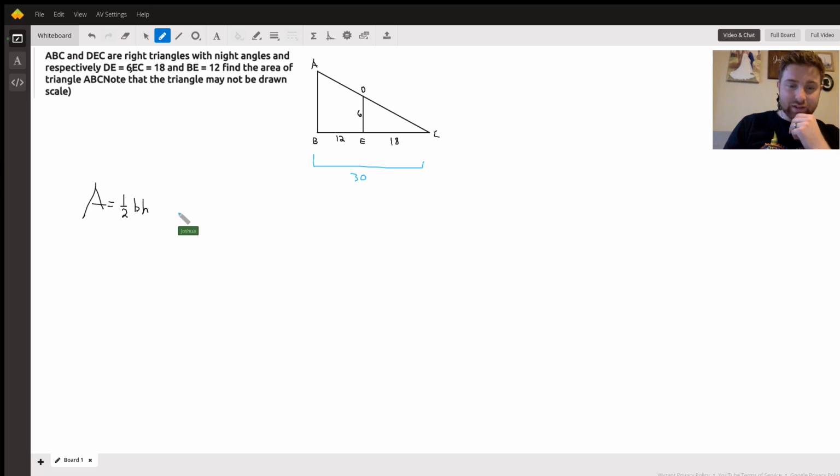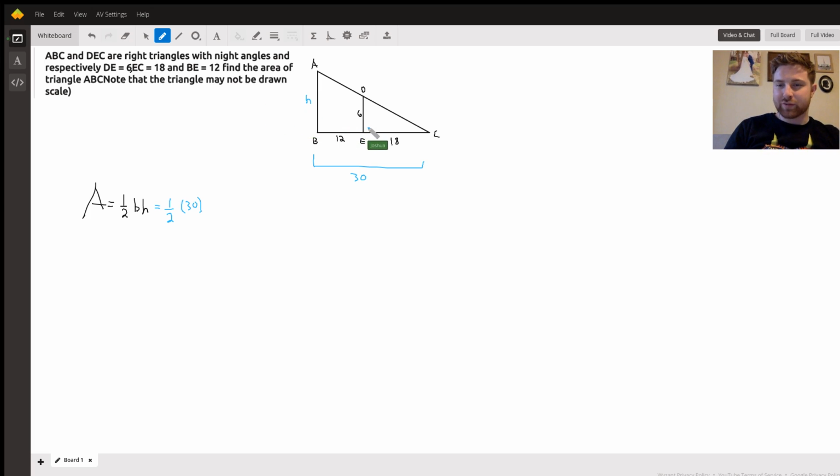Okay. So now we have 1/2. We know the base is 30. Now what we've got to do is figure out the height. So we've got to figure out this little height right here. I'll call it h.